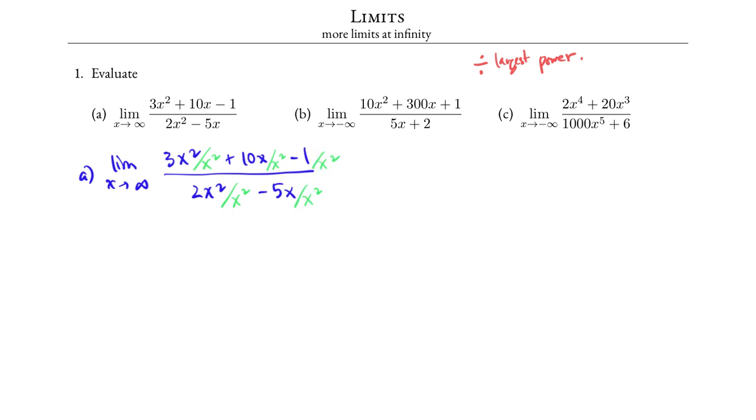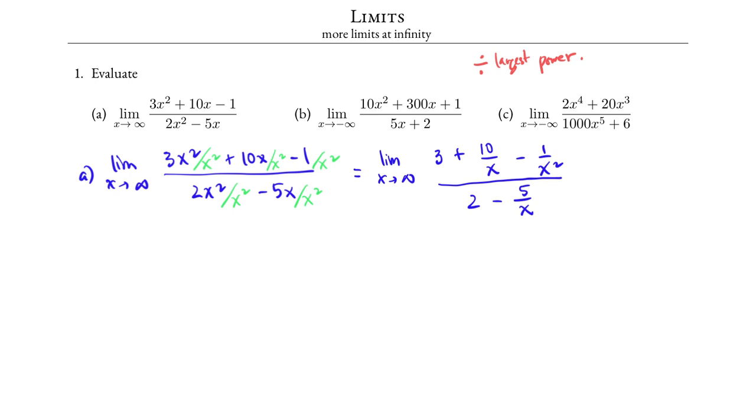But this method only works if x goes to infinity or negative infinity, which is the end behavior. Then we simplify. We will still need to rewrite the limit notation. 3x squared over x squared is 3, plus 10x over x squared is 10 over x, minus 1 over x squared. But that is only the numerator. In the denominator, 2x squared over x squared is 2, minus 5x over x squared is 5 over x.